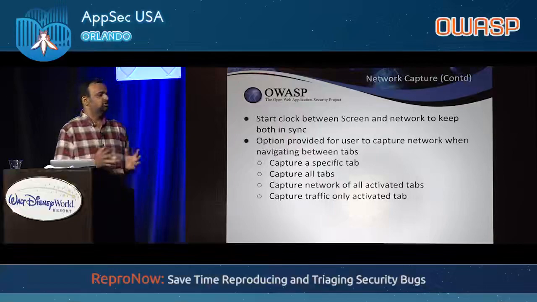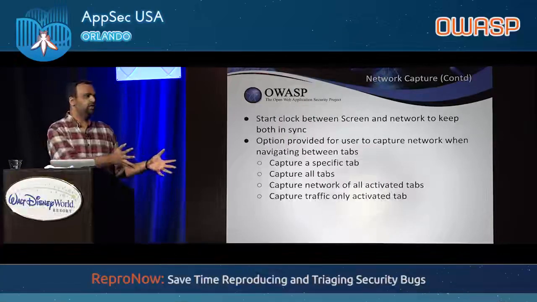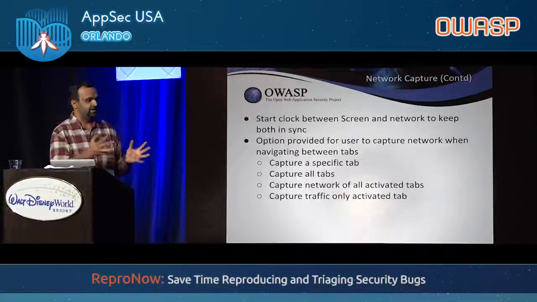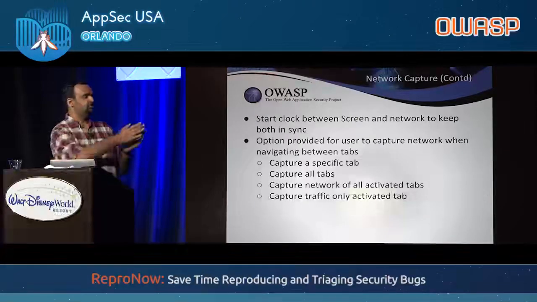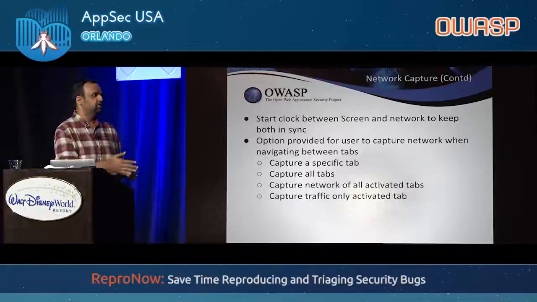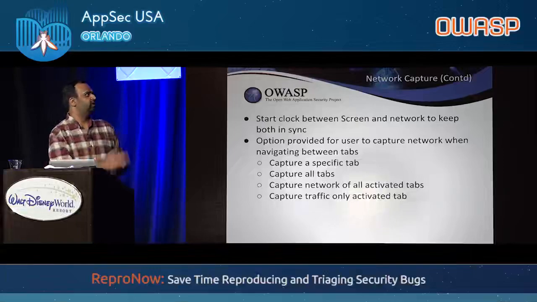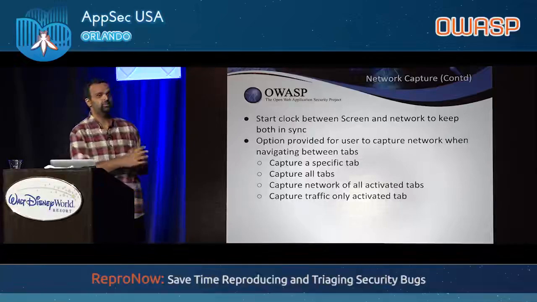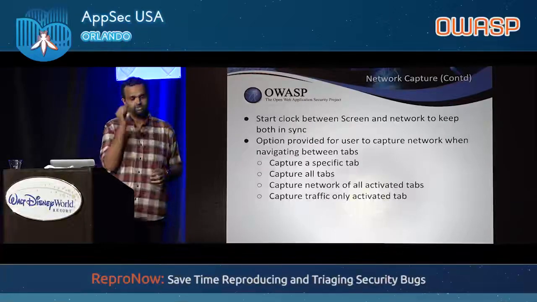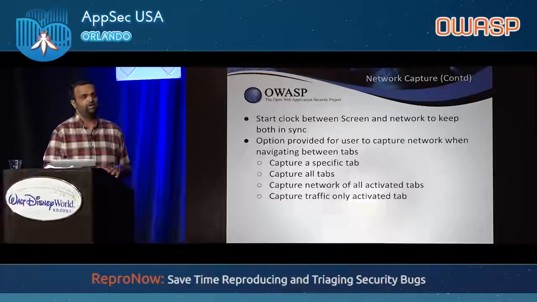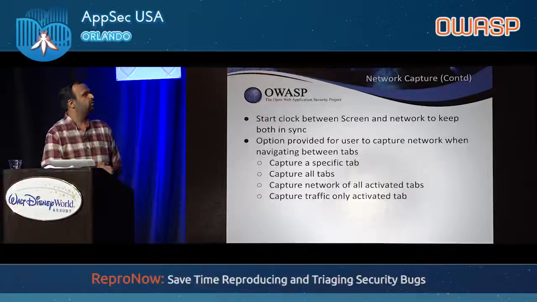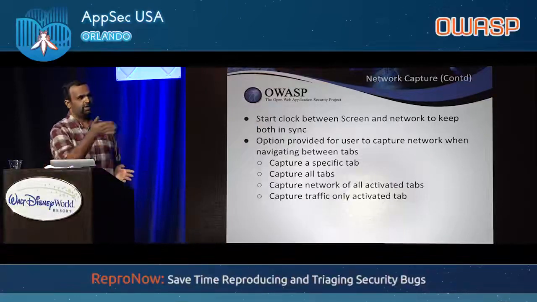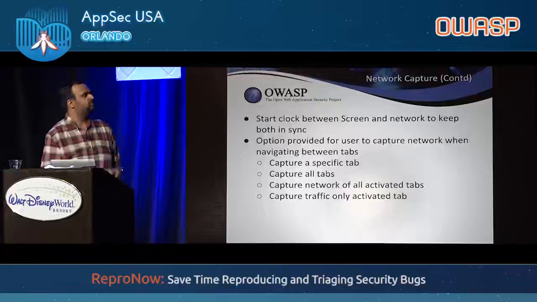One more thing about the network is we need to sync the screen that we captured and also the network. So we make sure that we start a clock at the same time, and then once we have everything as a JSON, we make sure that when the screen is played, we sync the network as well. We also have multiple options for you to capture network. For example, let's say you have multiple tabs open in a window and you want to capture a specific tab. You can do that. You can capture network of all the tabs in the particular window. You could also capture, let's say you have 10 tabs open and you're going from tab 1 to tab 2 to tab 3, and you want to capture only the navigated tabs, you can do that.